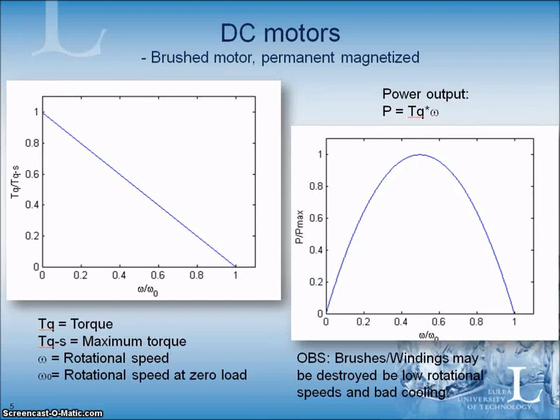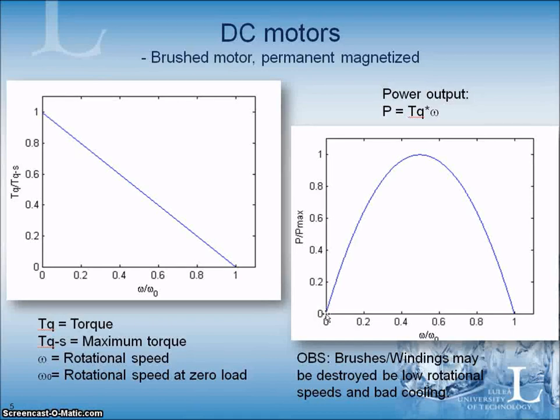If we look at the power output from the motor, the power is highest when you have 50% of the maximum RPM. The maximum power is here, and we have no power output when we start, because of course the power is torque multiplied with rotational speed. And since the rotational speed is 0, we have a 0 power output.